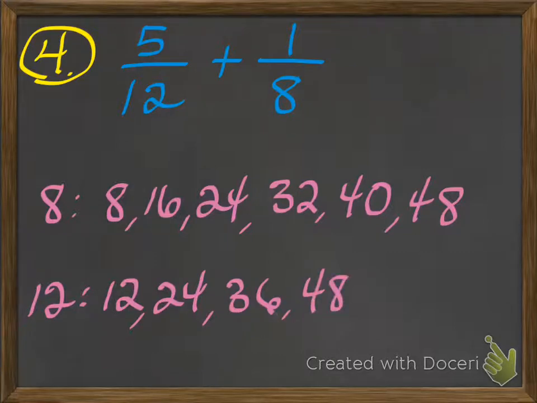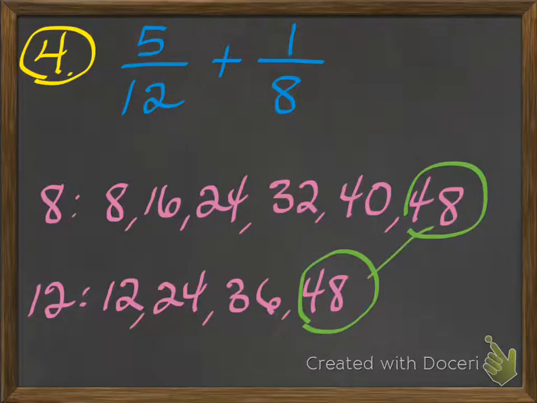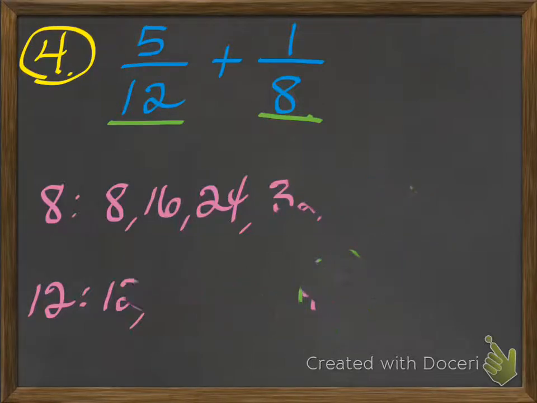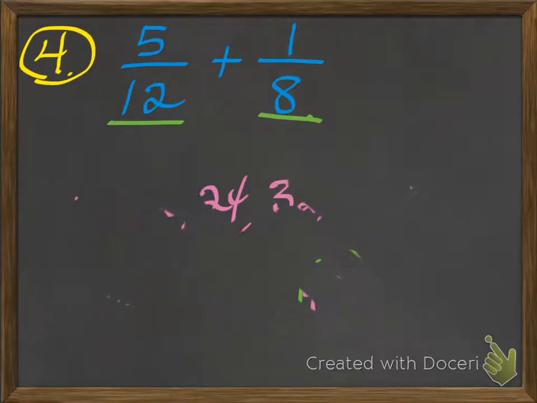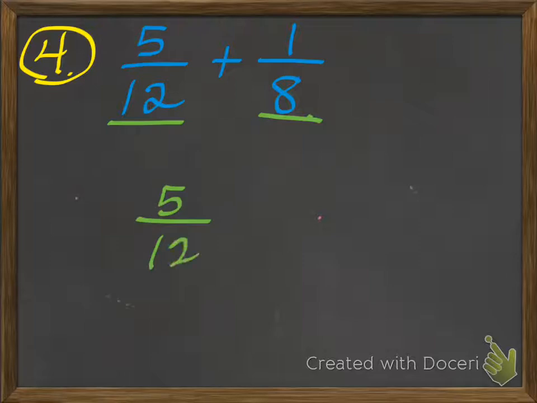Aha! I found one that's the same. 48 is a common multiple. It's the least common multiple. So I'm going to change the 12 to 48 and the 8 to 48. I'm going to change them into fractions with common denominators. Okay? So I'm going to rewrite it. 5 twelfths. And I'm going to change that to 48ths.